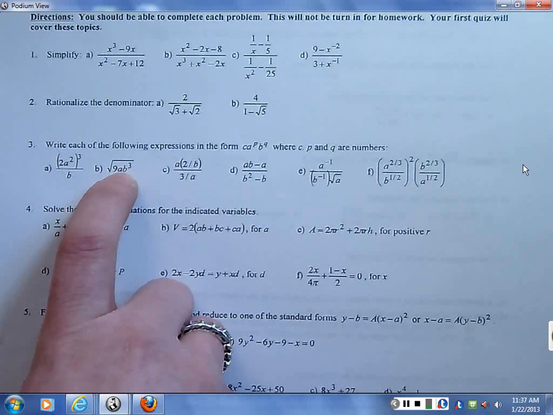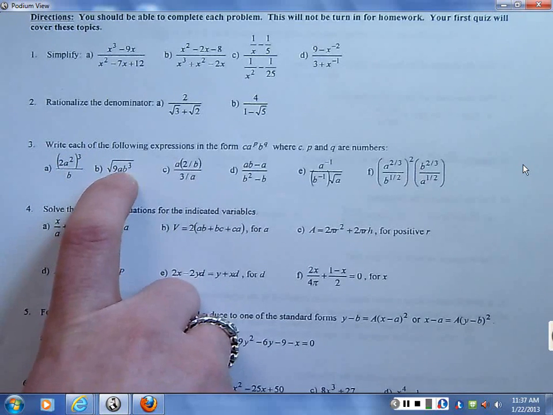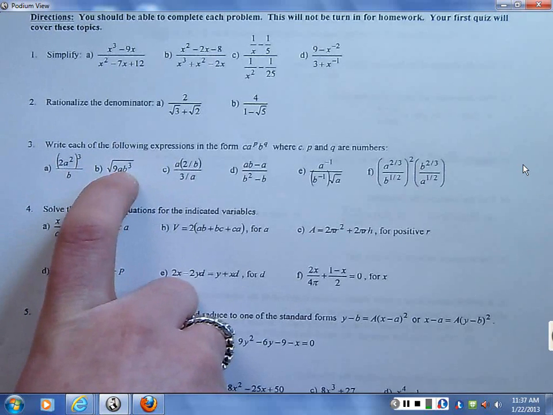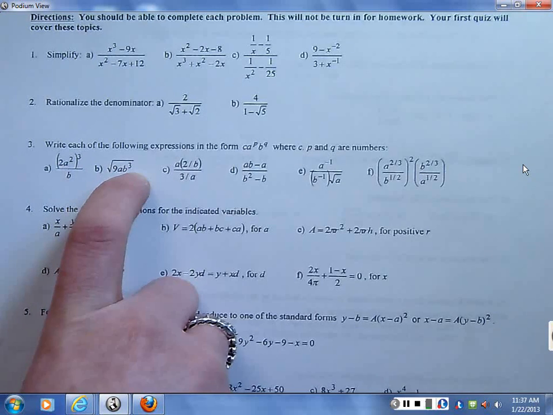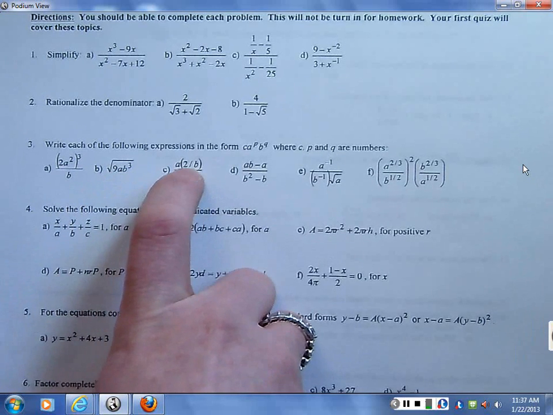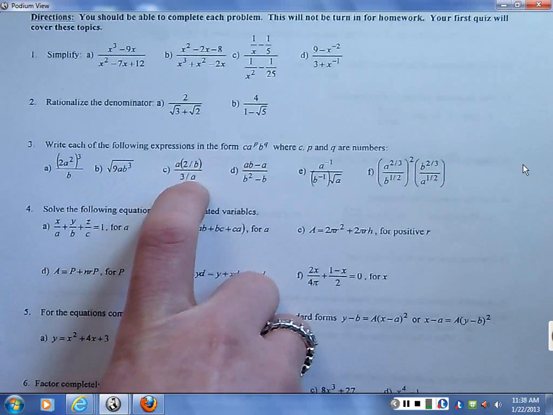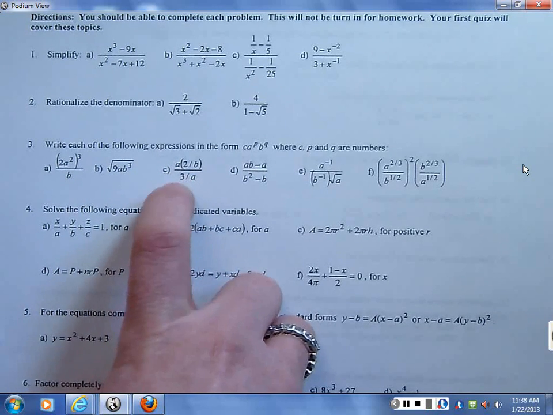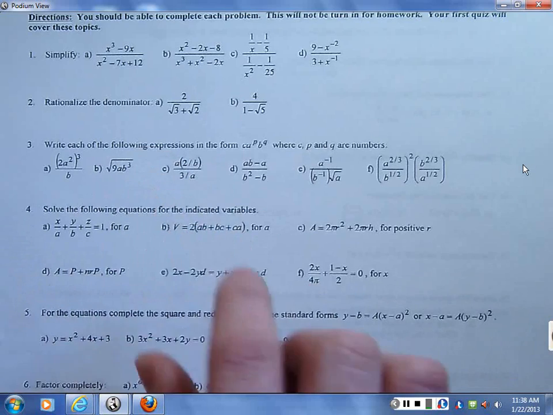Here, rewriting this, okay, so the square root of 9 is 3. I can pull that out. I could write a to the 1/2, and I can write b to the 3 over 2. Right? Here, I have basically 2a over b divided by a over 3 over a. Flip and multiply, simplify.